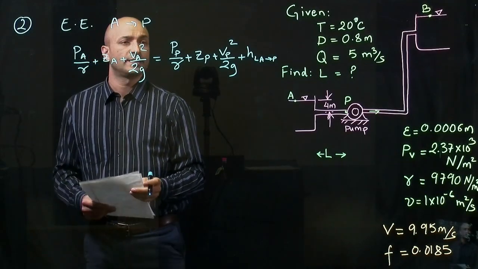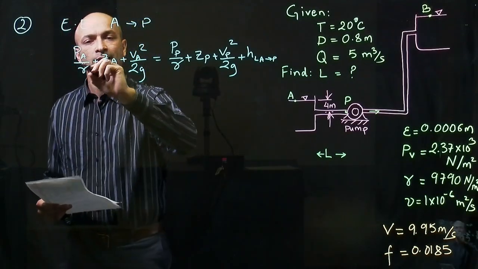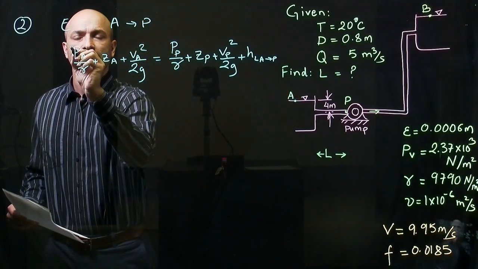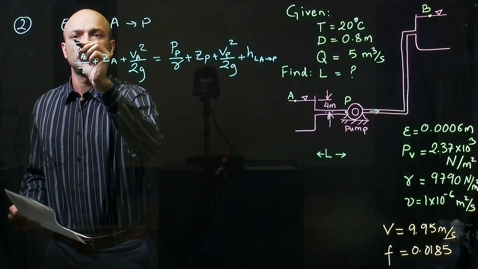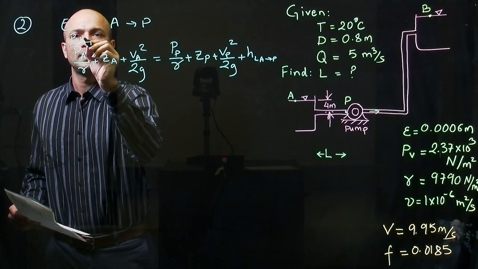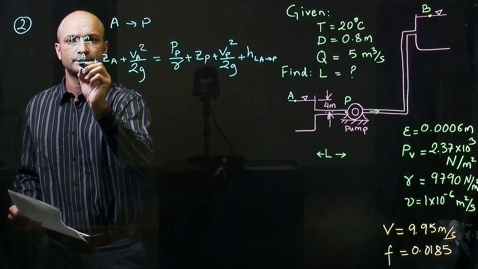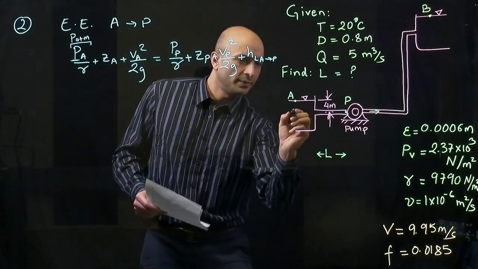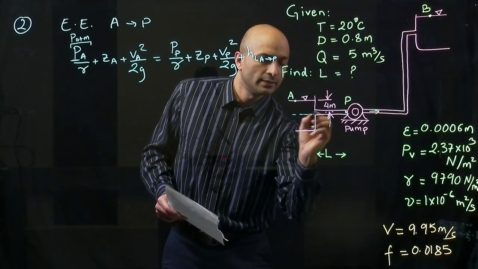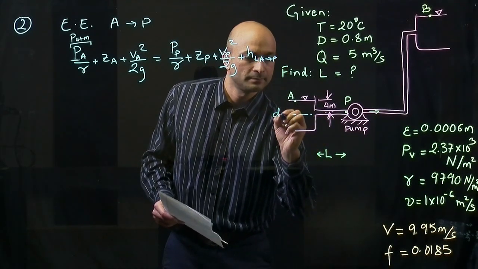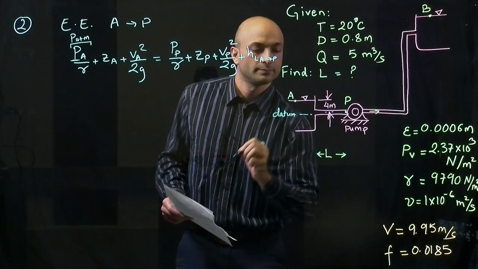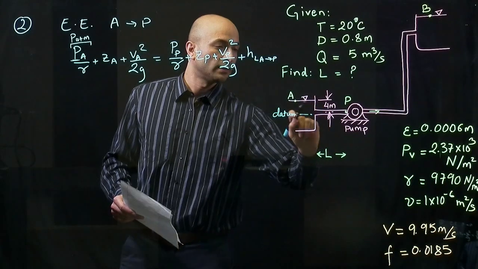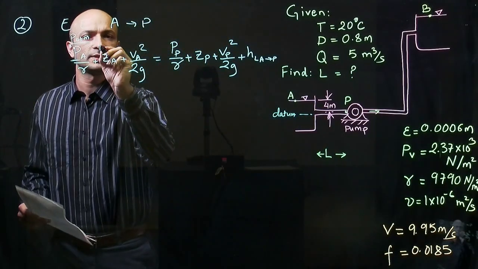We can simplify this expression. So at point A, it's exposed to the atmosphere. So this one here is going to be P atmospheric. So this part right here. If we pick the center of the pipe as the datum, this one then becomes the water height above the pipe, which is 4 meters.